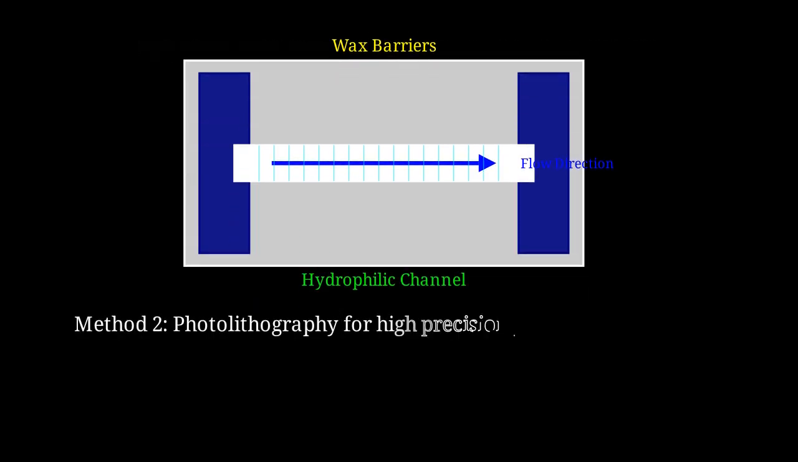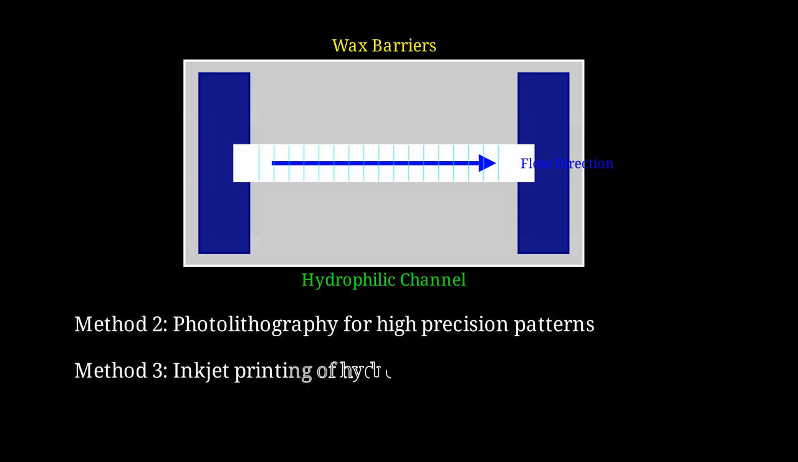For higher precision, photolithography can be used. This involves UV curable resins that create extremely well-defined hydrophobic regions. Inkjet printing of hydrophobic polymers is another method. This allows for rapid prototyping and low-cost fabrication.